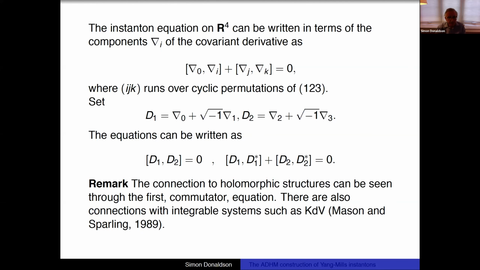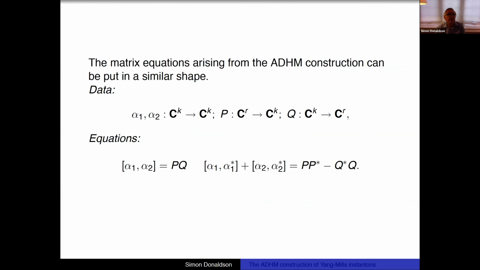In any case, looking at these equations, we have D1 bracket D2 is 0, and then the other equation involving the stars. And the matrix equations arising from the ADHM construction can be put in a similar shape. Remember, we omitted to say exactly what the equations came down to, but now we're going to make up for that. So you can put the equations in the following form.